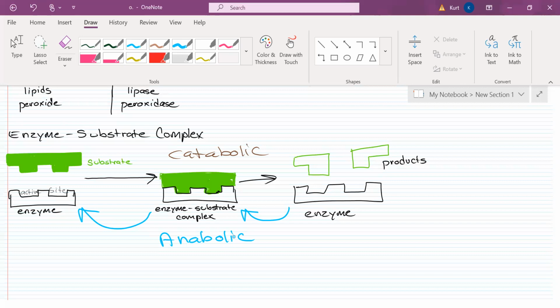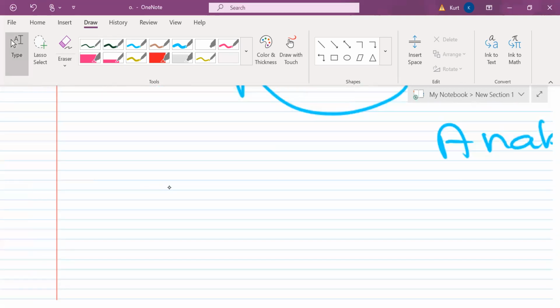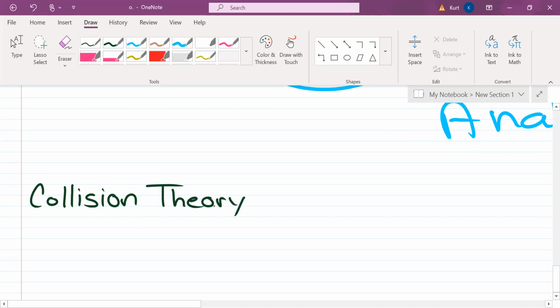He's going to digest it into its small pieces, and then it's going to get reconstituted into him, his body, into his muscles and all that to build him up more. That's anabolism, okay? So in order for this to happen, we're going to talk about the next topic. That is going to be called collision theory. So in collision theory, here's what happens.